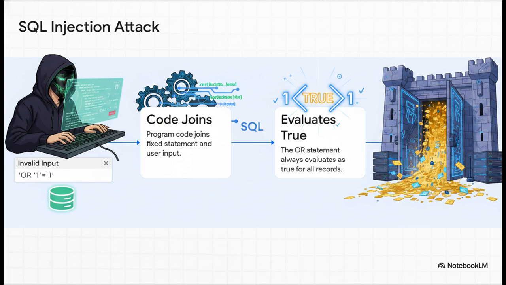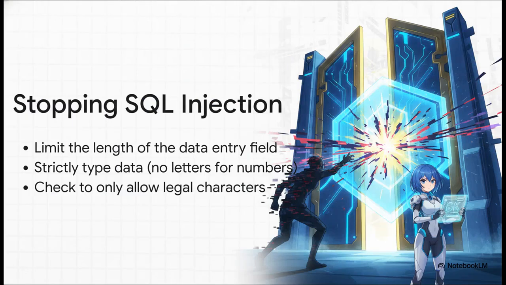Step 4, the fortress doors swing wide open. The database drops all its defenses and spills all its secure info. Every single invoice, credit card, or user password in the system. Crazy enough, this trick even works on website login pages. So how on earth do we stop it?